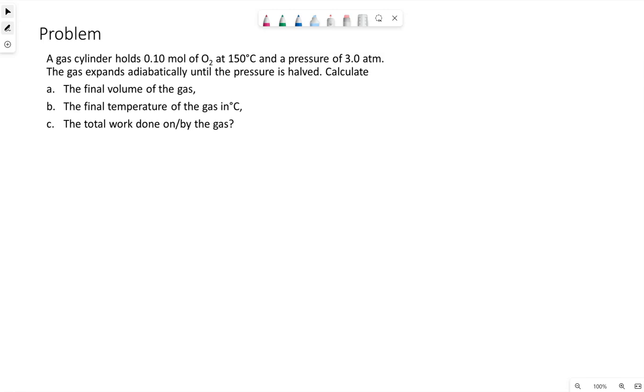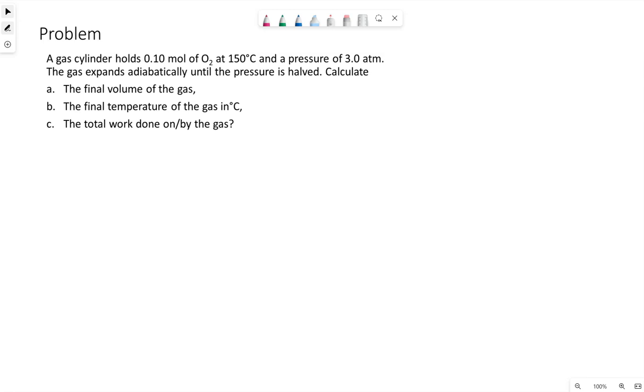All right, another example problem. A gas cylinder holds 0.1 moles of O2, so oxygen gas, at 150 degrees Celsius and a pressure of 3 atm. The gas expands adiabatically until the pressure is halved. Calculate the final volume of the gas, the final temperature of the gas in degrees Celsius, and the total work done on or by the gas.